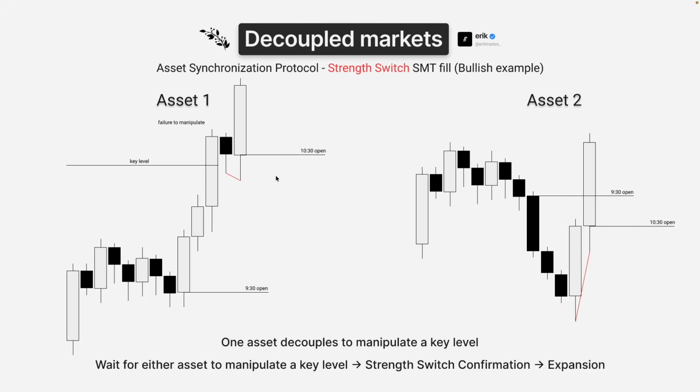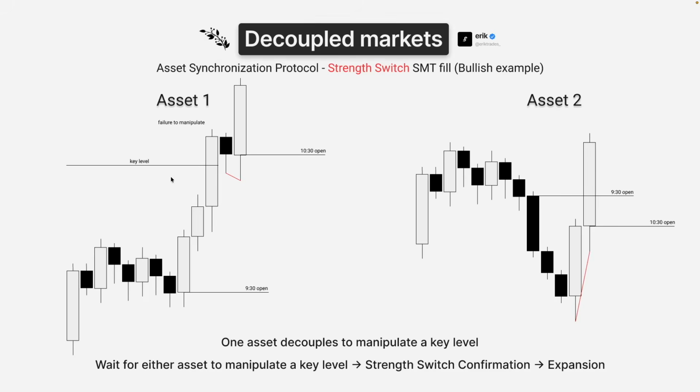Does that make sense? So because this asset is stronger to the upside, you would anticipate this asset to not sweep this low, and because this asset is bearish, you would anticipate this asset to sweep this low. Because in a bearish market, we take out lows, right? In a bullish market, we take out highs. So this bullish asset sweeping the low, while the bearish asset is not sweeping the low, is a form of strength switch.